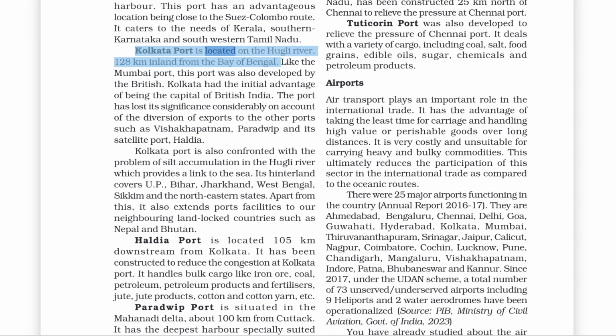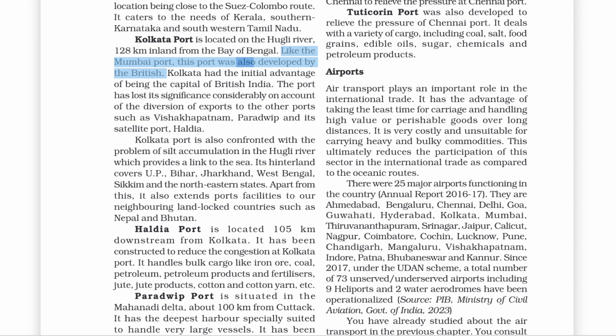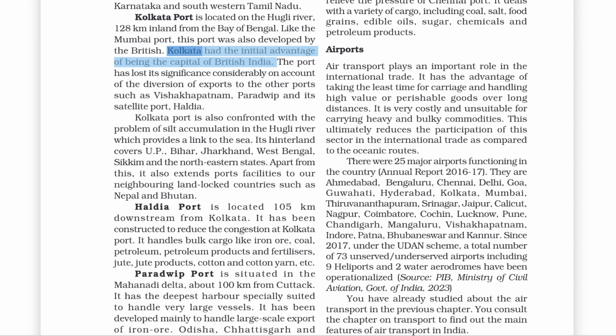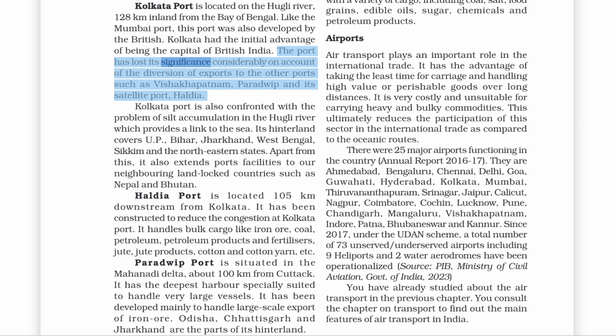Kolkata Port is located on the Hooghly River, 128 kilometers inland from the Bay of Bengal. Like the Mumbai port, this port was also developed by the British. Kolkata had the initial advantage of being the capital of British India. The port has lost its significance considerably on account of the diversion of exports to other ports such as Visakhapatnam, Paradwip and its satellite port, Haldia.